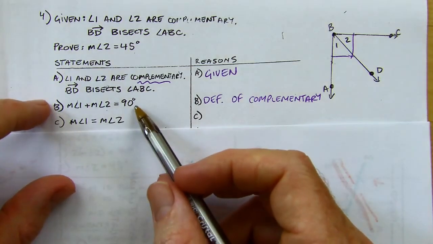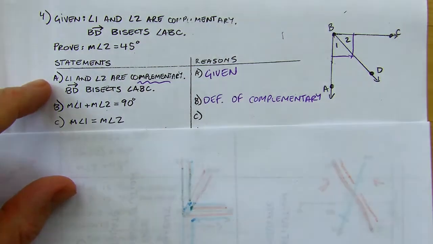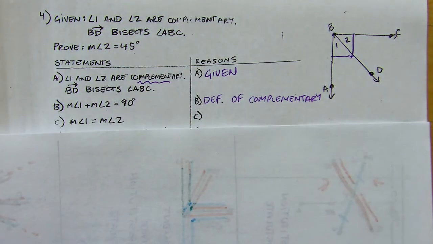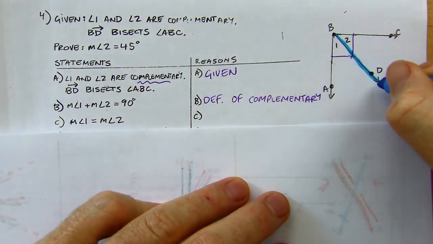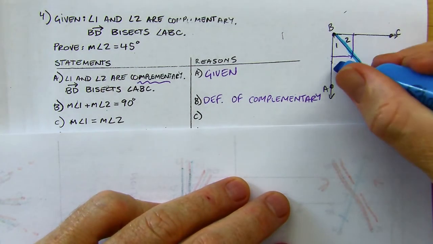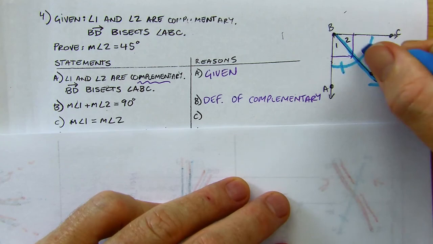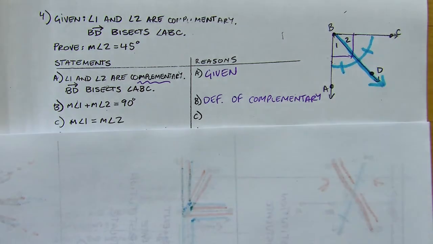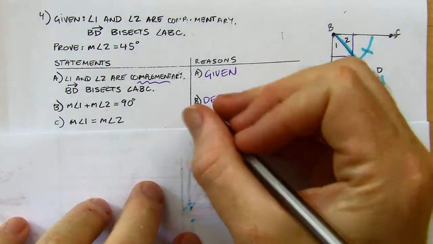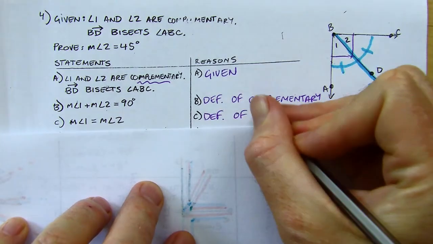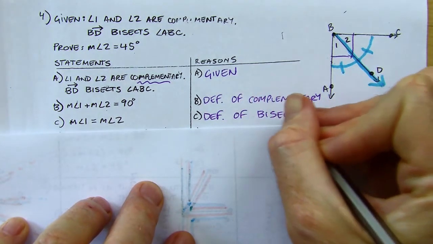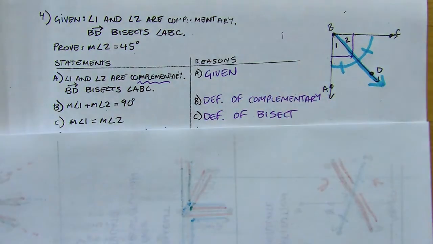I don't have anything to go on there, but if we look back to the given info, it says that ray BD bisects the larger angle. So that means that it cuts it into two congruent angles. So this is going to be the definition of bisect. That's how I know those two angles are congruent and their measures are equal.